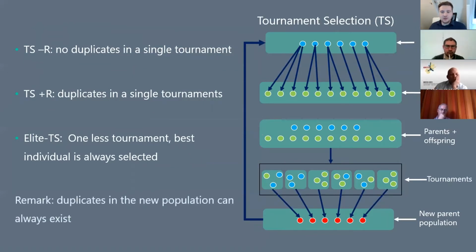As a last remark, the selection methods that are stochastic, so they work with the selection probability, for all these methods, duplicates can exist. So all roulette wheel variants and tournament selection variants can include duplicates in the final population, which appear to be important, as you will see in several slides.